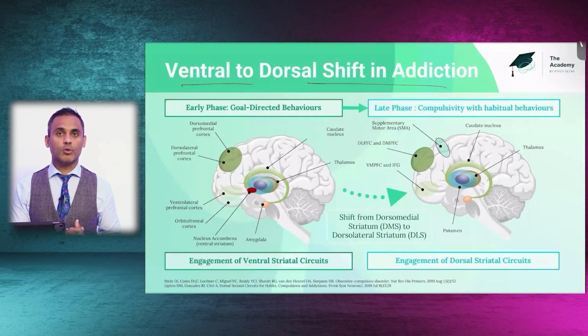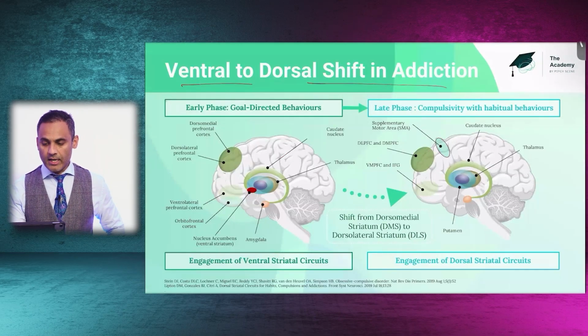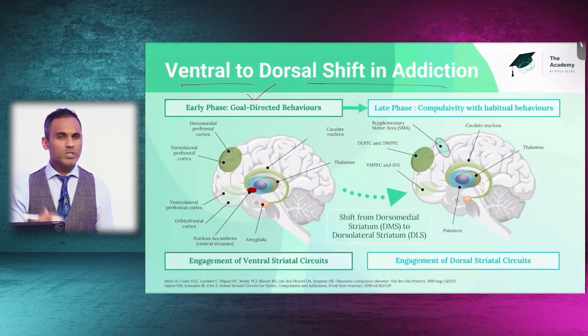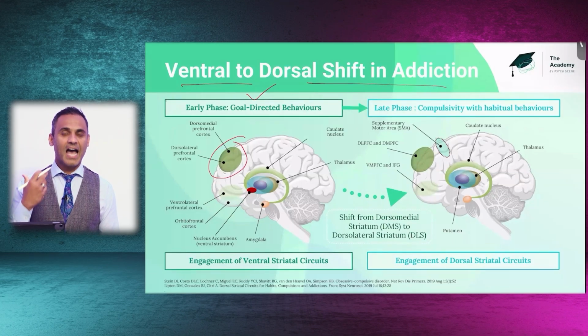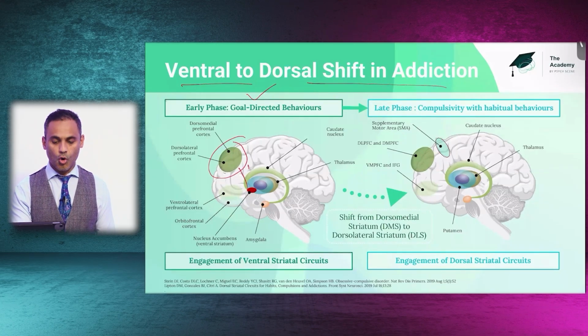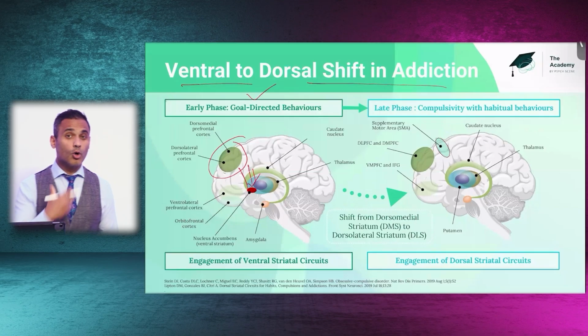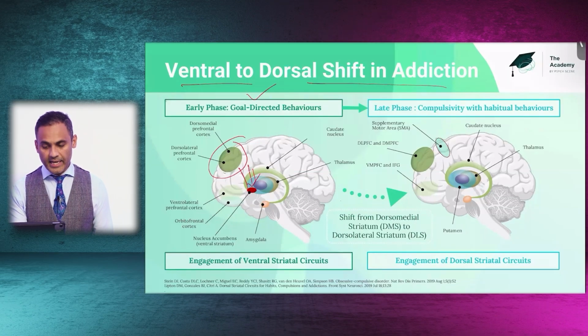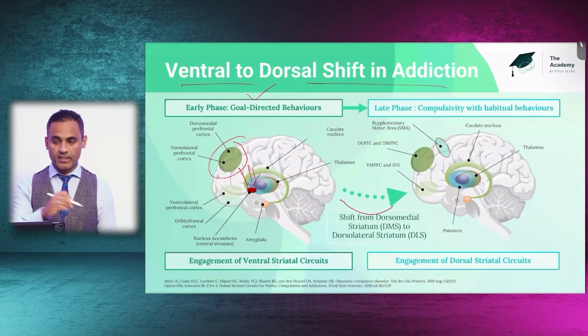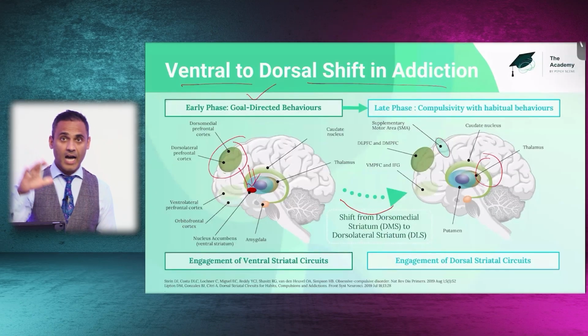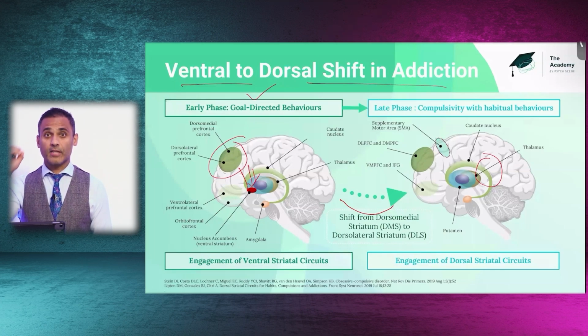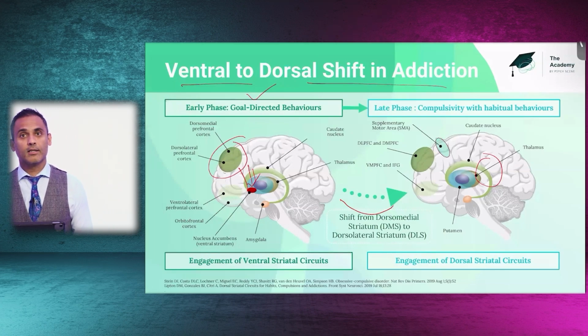You'll see ventral to dorsal shift. You see, in the early phases, there are goal-directed behaviors, which basically means that the prefrontal cortex is still having some control over this system. It's still goal-directed, but it's this shift from the dorsomedial striatum to the dorsolateral striatum, the habit part, i.e. from the goal-directed to the habit, that really starts creating the issues.